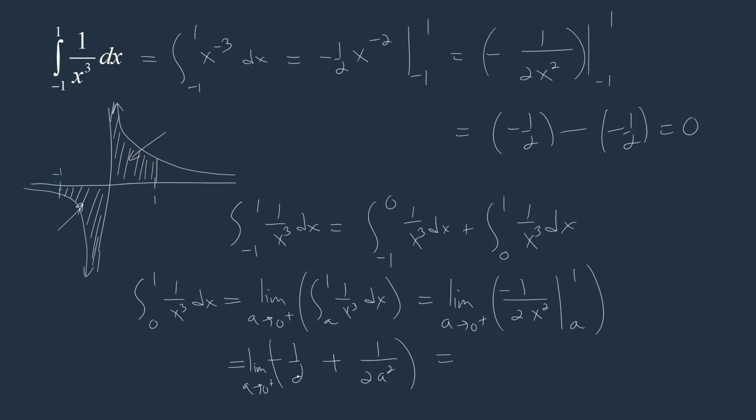Well, clearly the first term is just a constant, so that would be just the constant. But the second limit, though, if a is going to 0 from the right, the denominator is going to 0, the numerator is not going to 0. So this is infinite.